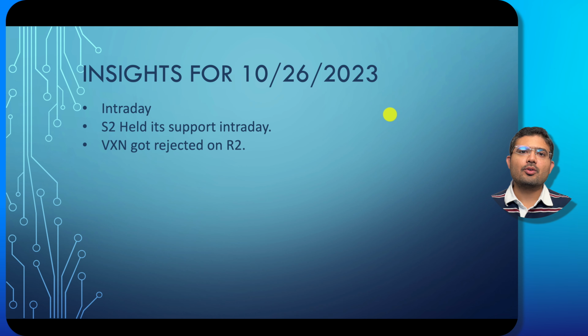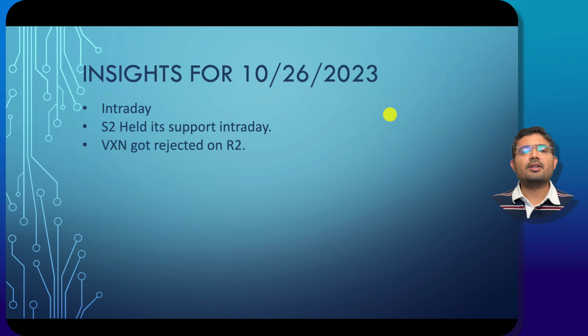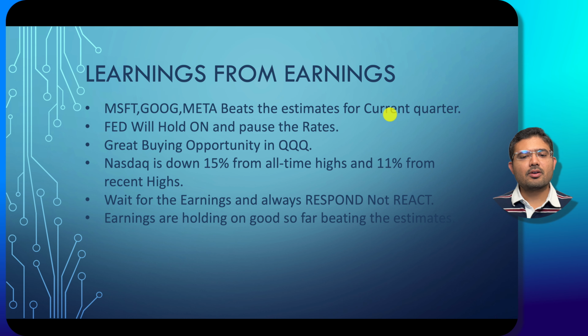As you know, we are going into the earnings season, and a lot of big companies have already reported, and today Amazon also reported. So we are supposed to examine what their earnings are and what the impact of their earnings is. So I wanted to share a detailed analysis of earnings as well. As you can see over here, Microsoft, Google, Meta, everybody is beating on the estimates.